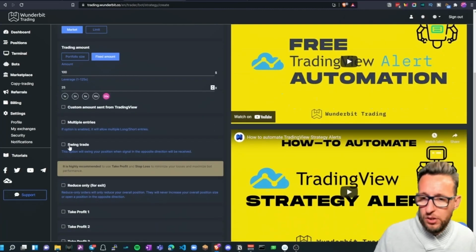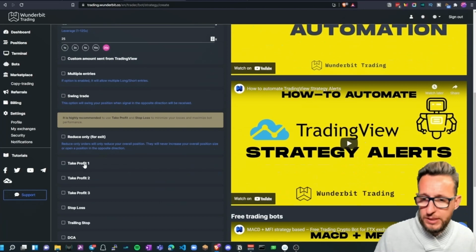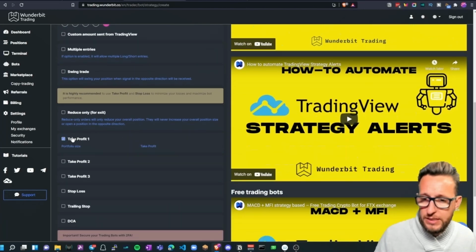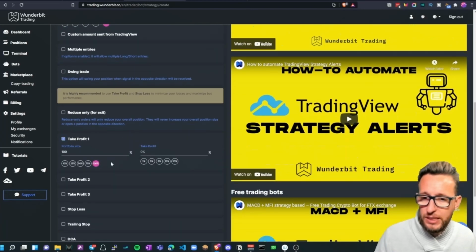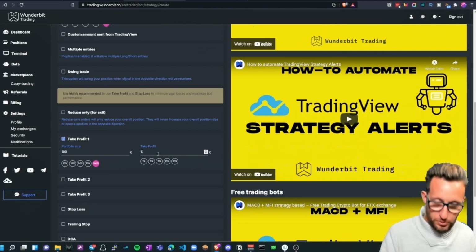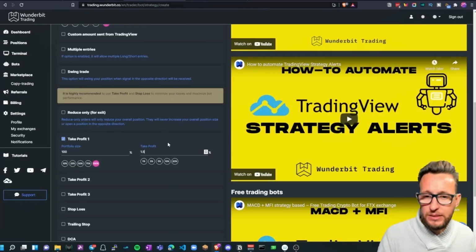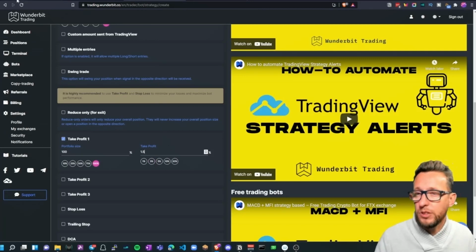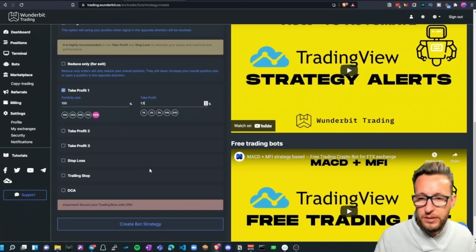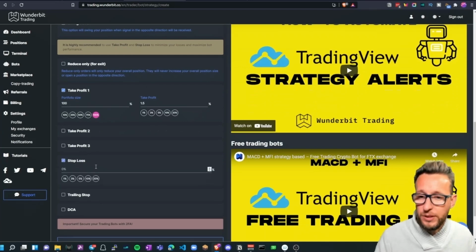Multiple entries, nope. Swing trade, nope. Take profit, yes. Okay, so we're going to be taking 100% at 1.5%. Now the bot from TradingView will actually take care of this as well, but it's just a safe way to do it as well. We're going to add a stop loss of 1.7.